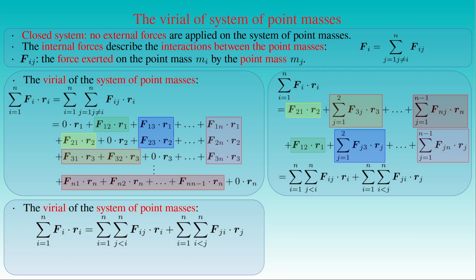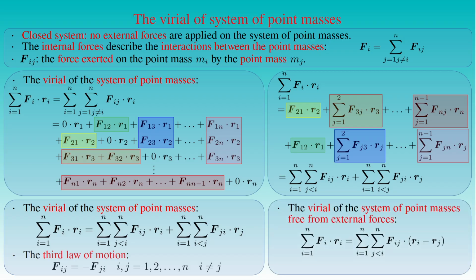Here we can apply the third law of motion, stating that the action F sub ij is equal and opposite to the reaction F sub ji for all the indices i and j running from 1 to n. If we substitute this law into the second sum on the right-hand side, then the sum in the virial of a system of point masses free from external forces reduces to the sum of the dot product of the force F sub ij and the difference between the position vectors Ri and Rj from i equals 1 to n and for j less than i.